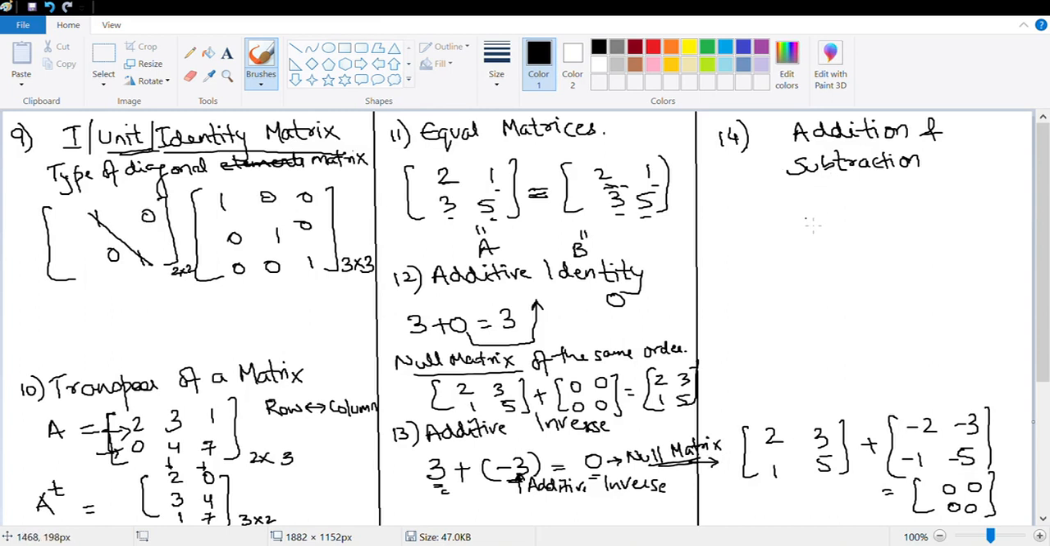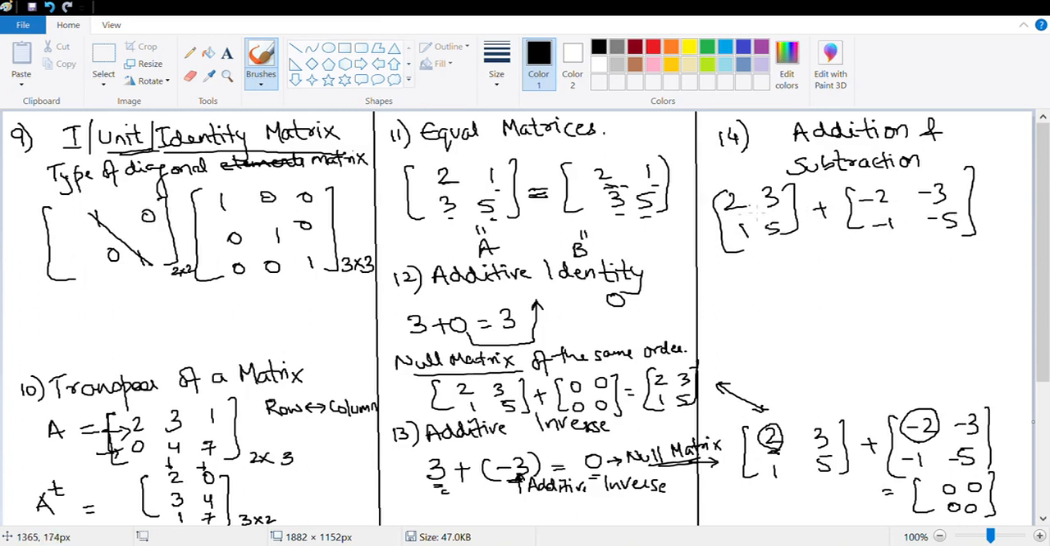And how do you add or subtract? I hope looking at these two examples, you would have realized how to add or subtract. You add exactly the same element with the same element. So if I am adding 2, I will add it to the first row, first number. If I were to add 2, 3, 1, 5 with -2, -3, -1, -5, I will add the first element with the first element here. So 2 minus 2 becomes my first element. 1 with -1, 1 minus 1, 3 with -3, and 5 with -5.